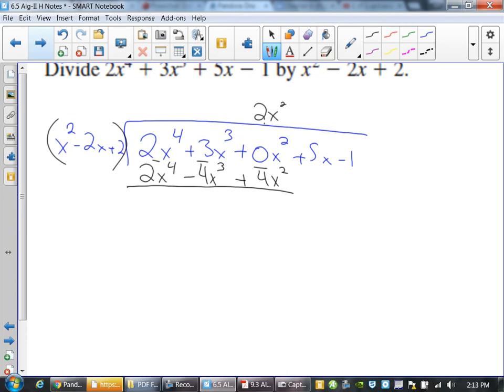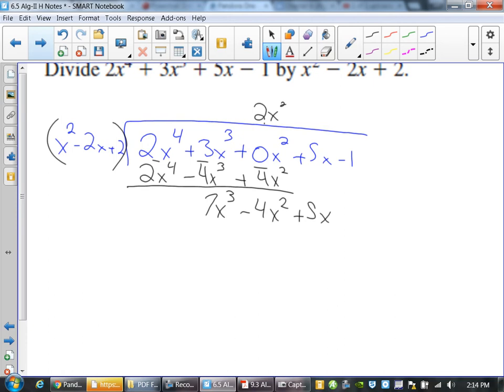2 minus 2, that goes away. 3 minus -4, 7. How is it 7? 3 minus -4, same change, opposite. Keep the change. 0 minus 4, -4. Very good. And then bring down the 5. One at a time.